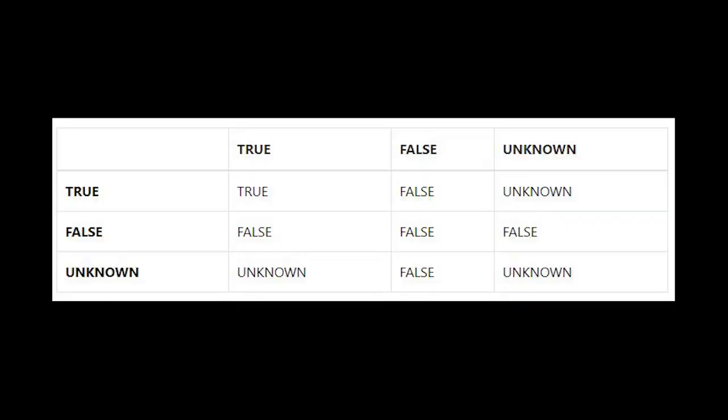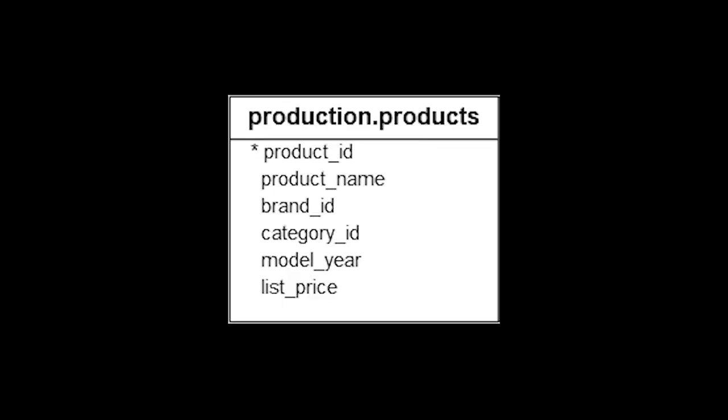The Boolean expression is any valid Boolean expression that evaluates to true, false, and unknown. The following table shows the result when you combine true, false, and unknown values using the AND operator. When you use more than one logical operator in an expression, SQL Server always evaluates the AND operators first. However, you can change the order of evaluation by using parentheses. See the following products table in the sample database.